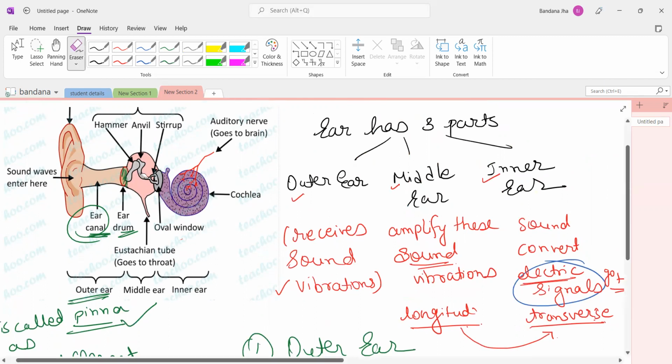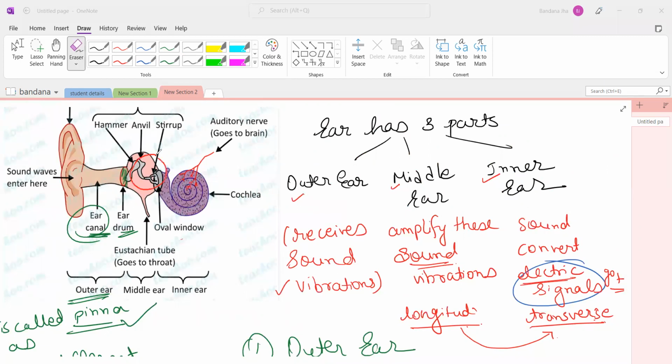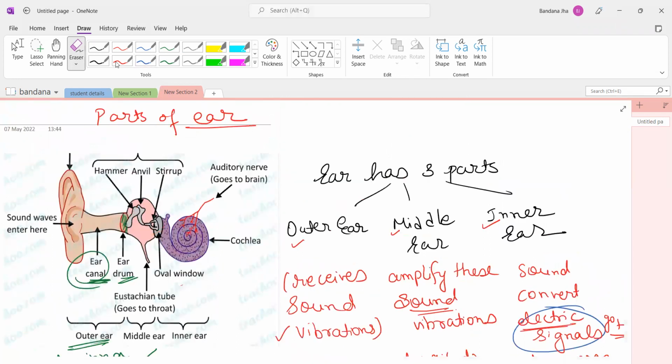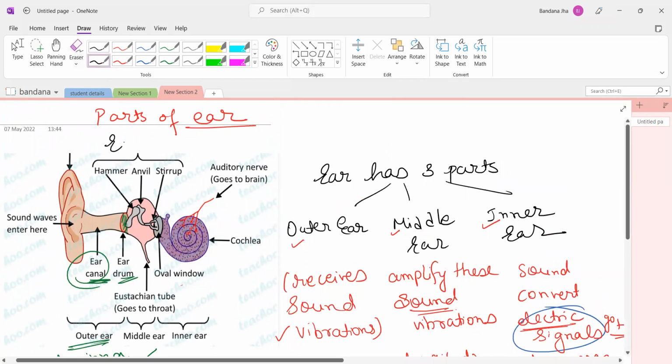There is one bone structure here. You can see this bone structure, which is known as what? Ear bones. Understood? This complete part is known as your ear bones. The ear bones are divided into three parts: hammer, anvil, and stirrup.